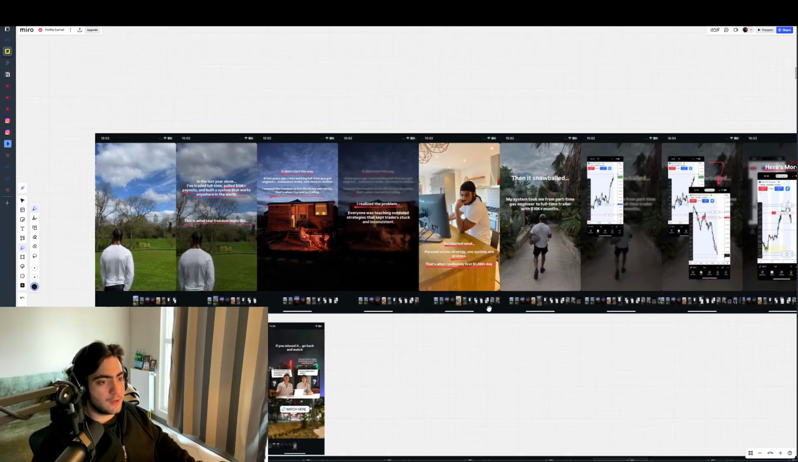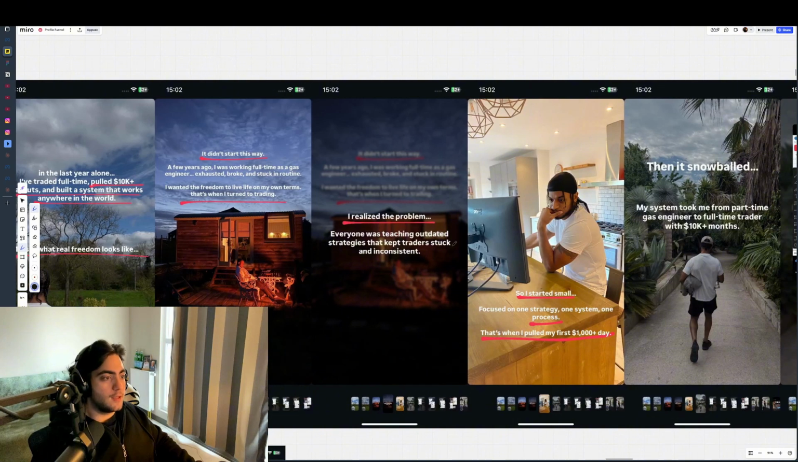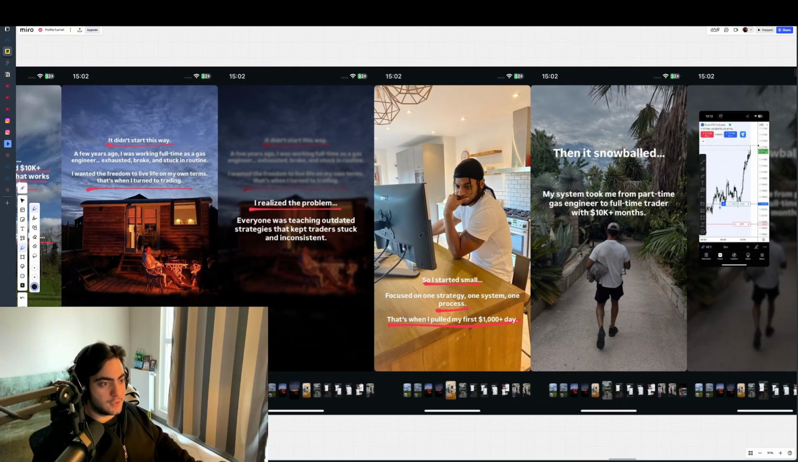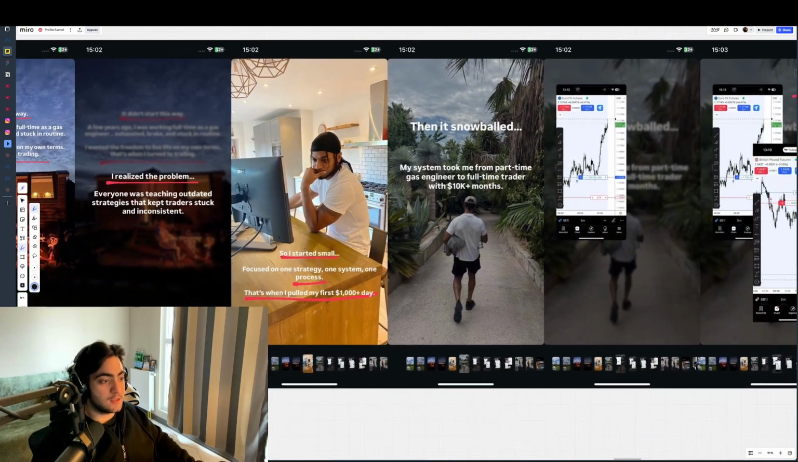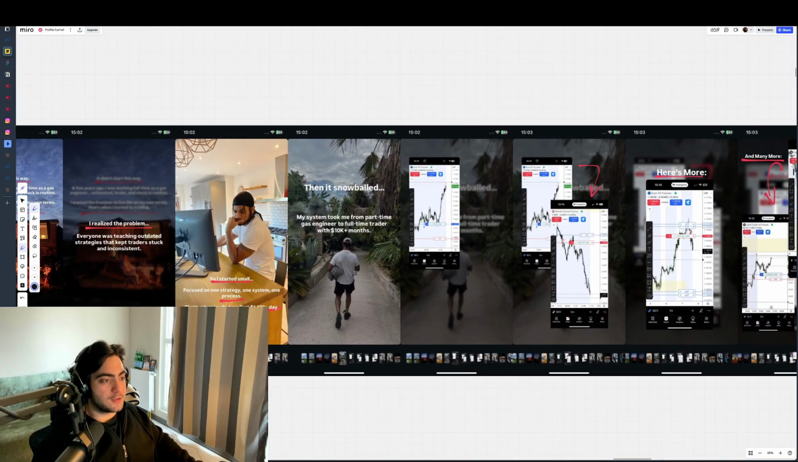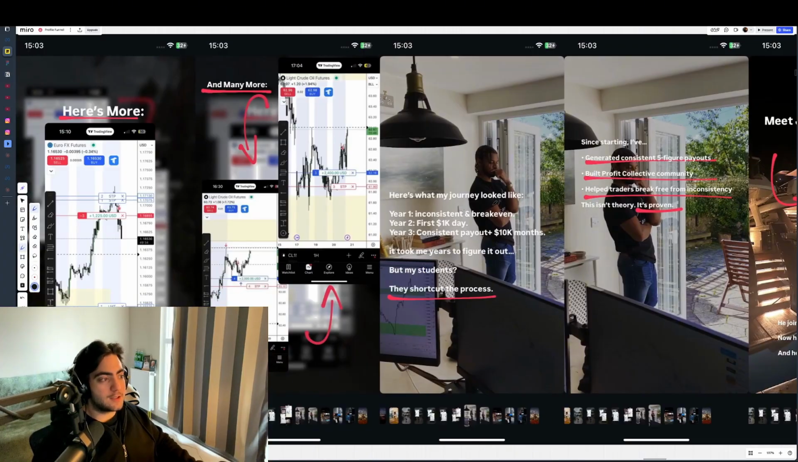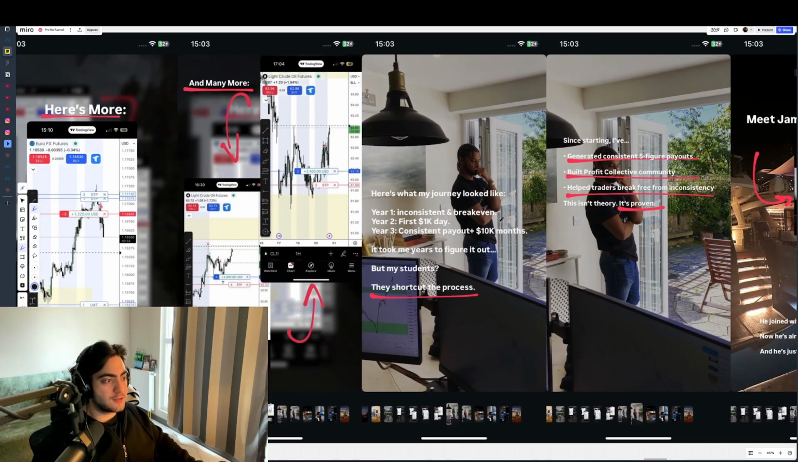And yeah, here you go. There's another one over here, what real freedom looks like, and then it's just: it didn't always start this way. I realized the problem. Everyone was teaching outdated strategies that kept traders stuck and inconsistent. So I started small, as you can see. Again, same loop, and then you show how you figured it out, how you started making money slowly, and then here's what my journey looked like. Year 1, inconsistent and break even. First 1K a day. Year 2. And then year 3, consistent payouts in 10K months. It took me 3 years, but my students, they shortcut the process.